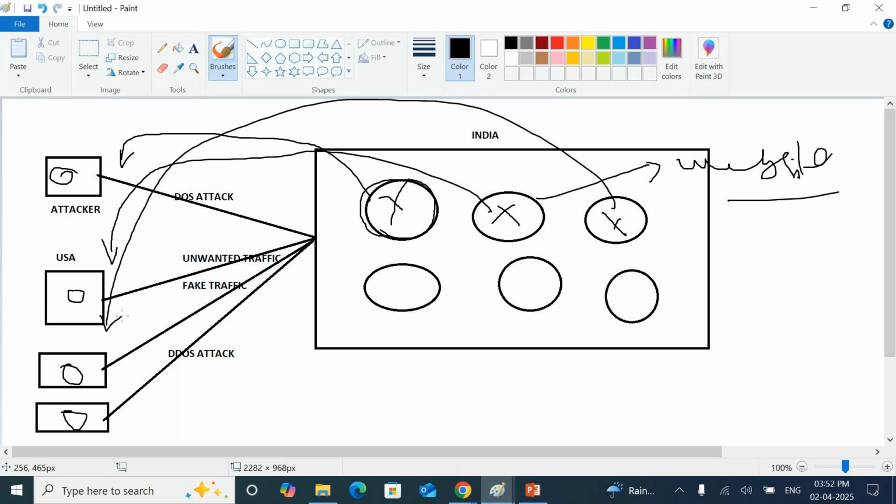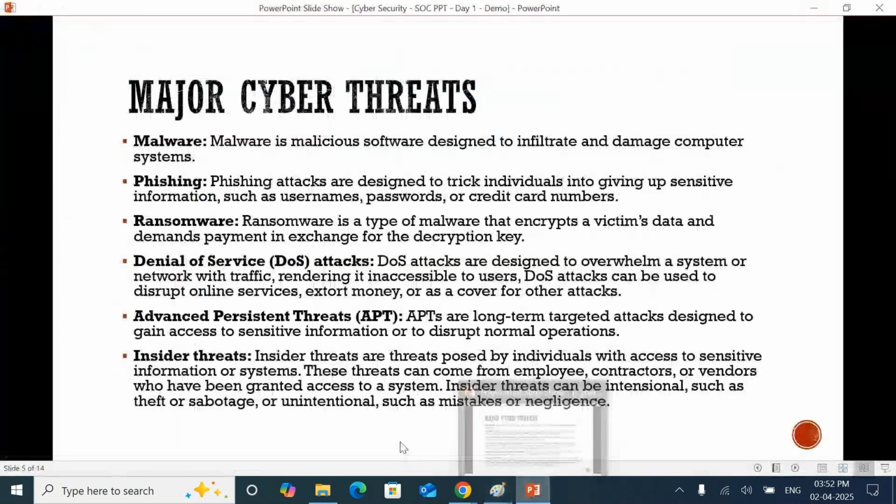Okay, but this is the usage of DDoS attack. DDoS or DoS attacks are used for disrupting online services. Denial-of-service attacks are designed to overfill a system or a network with traffic, rendering it inaccessible to users. DoS attacks can be used to disrupt online services, extract money, or as a cover-up for other attacks.